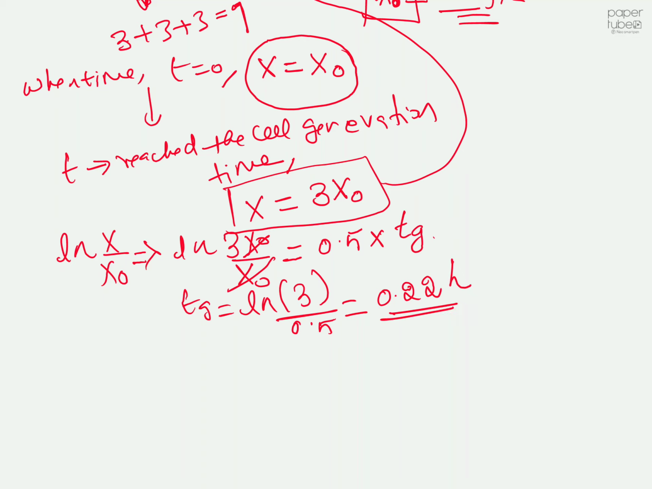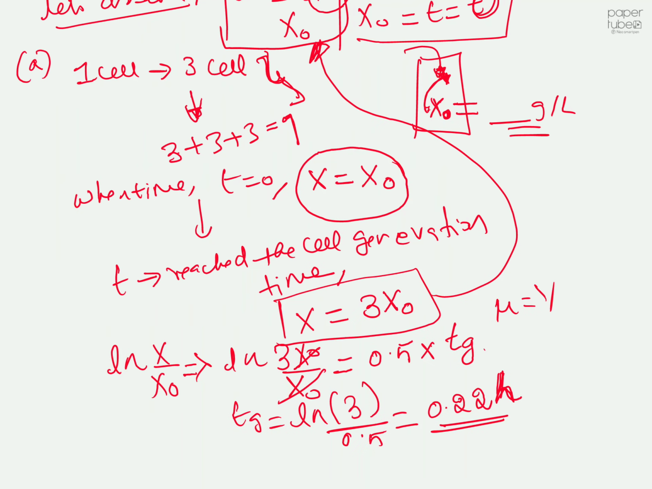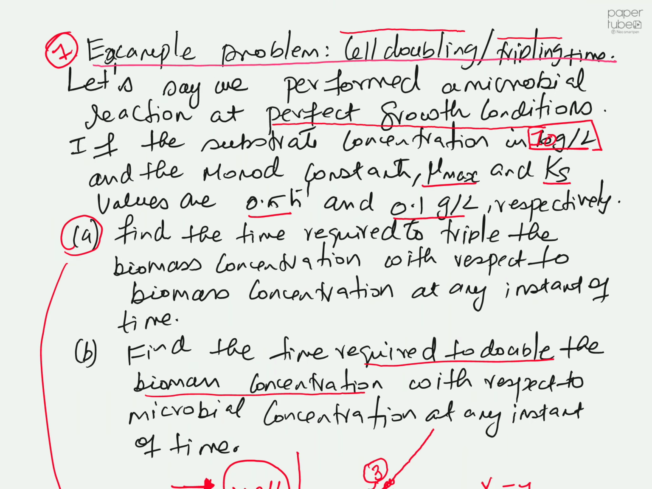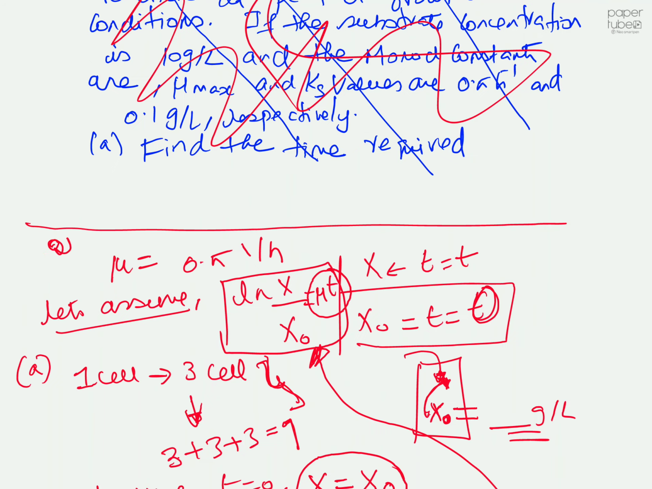So pay attention to the units. If your mu value is 1 by hours, your t will be expressed in hours. So that's how you calculate the cell tripling time. Hope you are following until this point. So let me give the page number. This is your page number 1. Check page number 2.